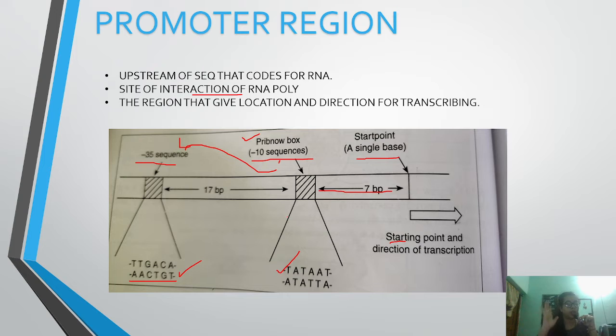These are all the important sequences present in the promoter region. That is the minus 35 sequence, which is rich in AACTG, and the pribnow box, which is known as the TATA box, an AATT sequence, an AT-rich sequence you can also say. And third is the single base, or you can say the start point. These three are the important parts of the promoter region.